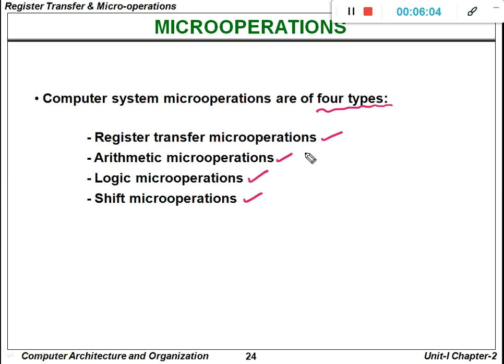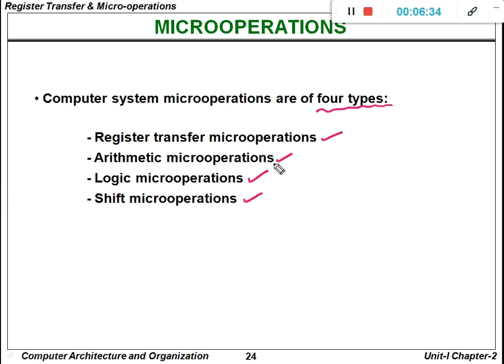What is the purpose of register transfer micro operations? We need to transfer the data from main memory to register memory, as well as from register memory to main memory. Those represent register transfer micro operations. Sometimes we may also want to change the content of the register itself. Those types of operations are also represented by register transfer micro operations.